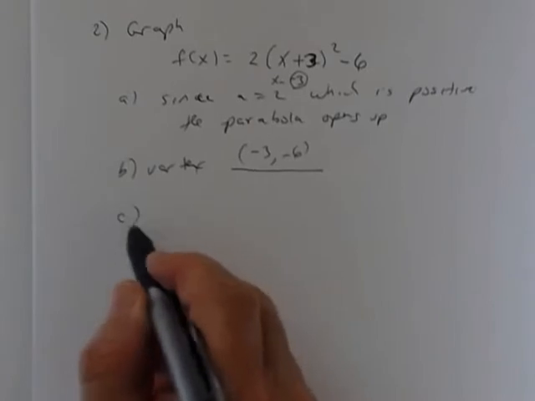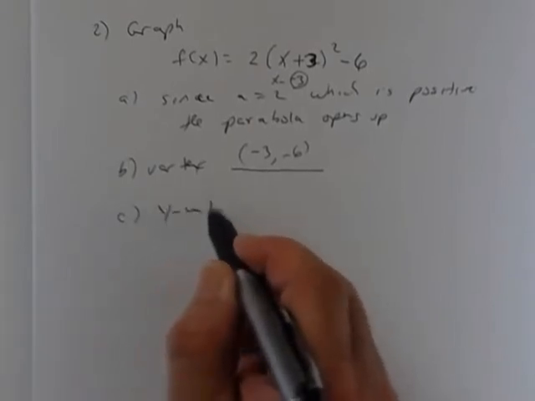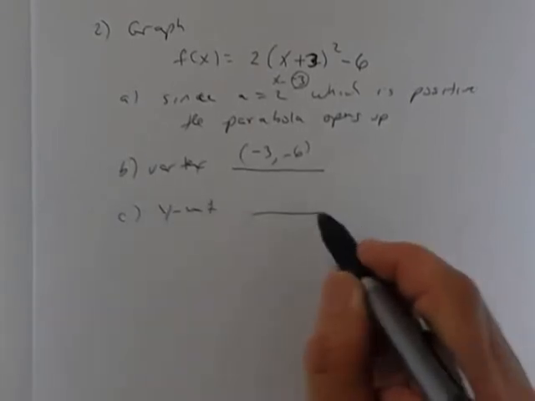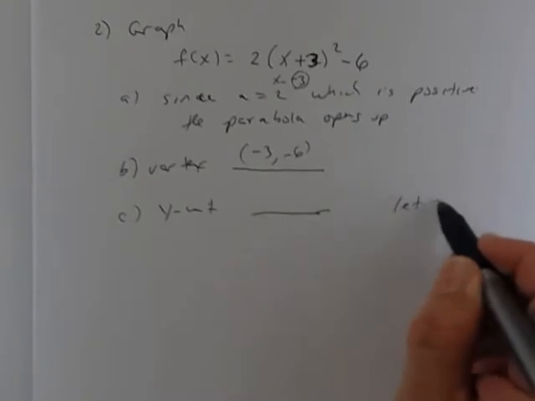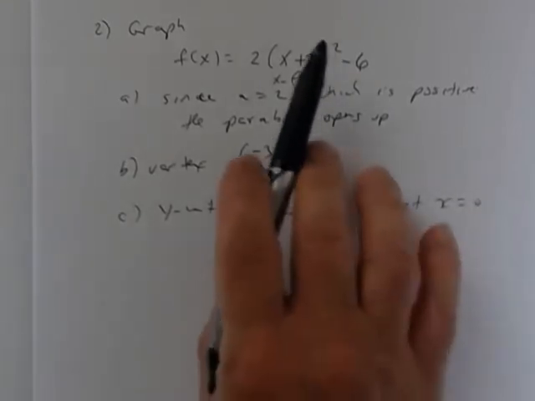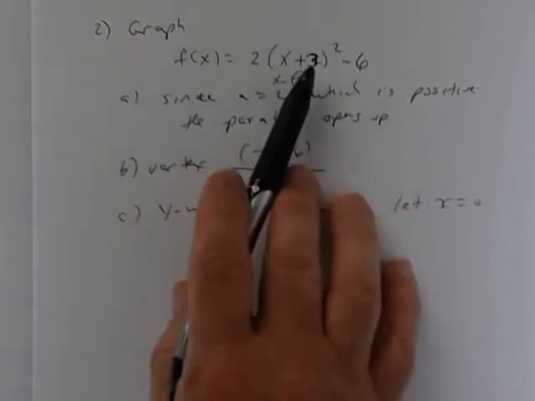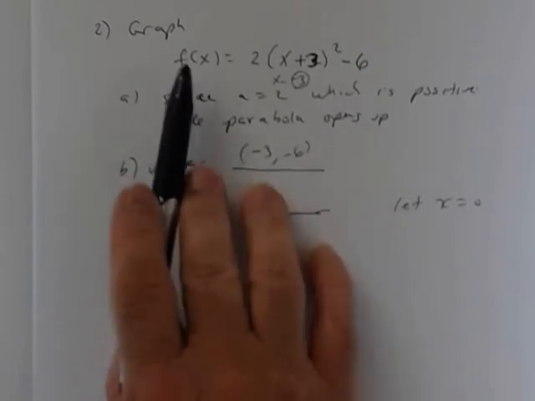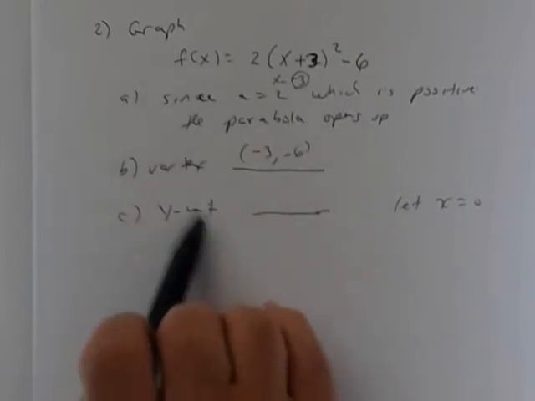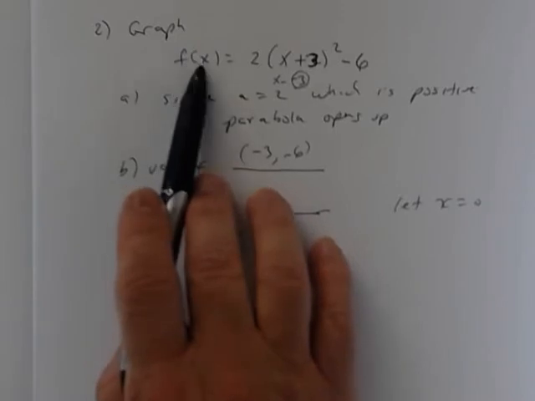All right. C, y-intercept. So to find the y-intercept, you're going to let x equals 0. So you go back to your function. Wherever you see the variable x, you can plug in 0. So remember, you're solving for y, so that's f of x. F of x is y.